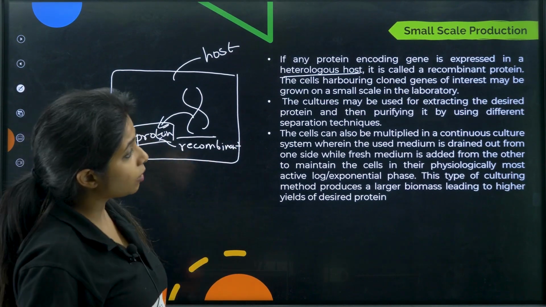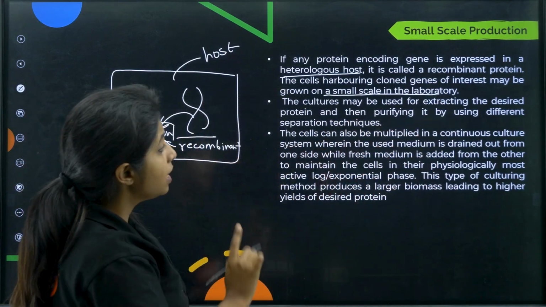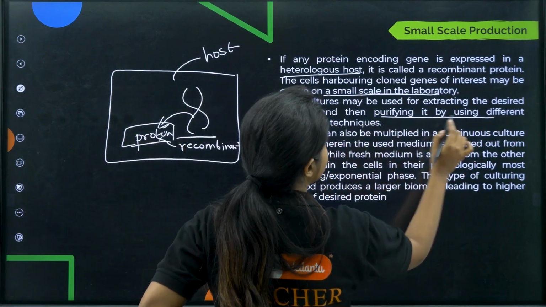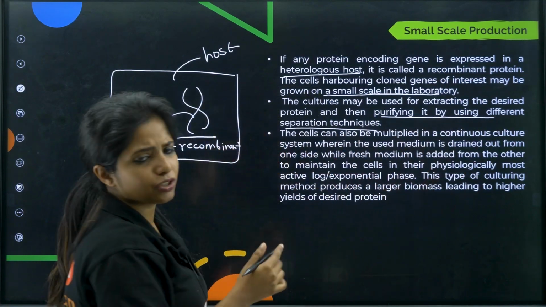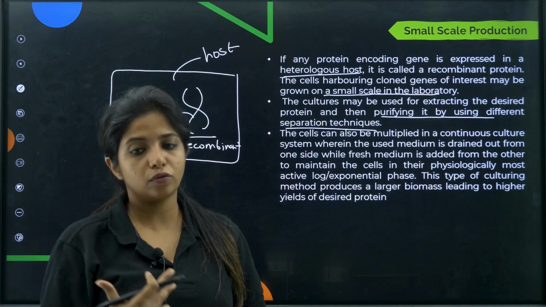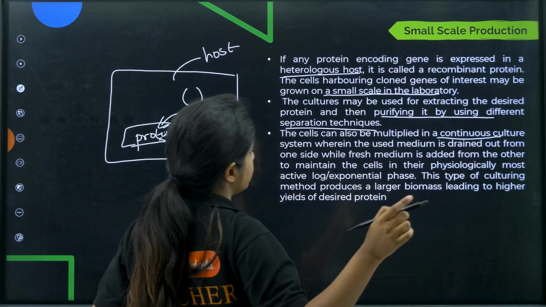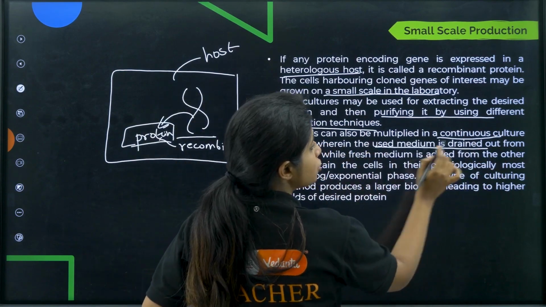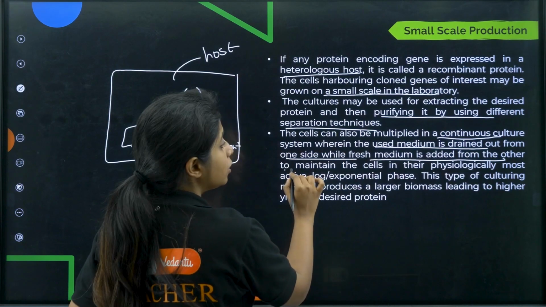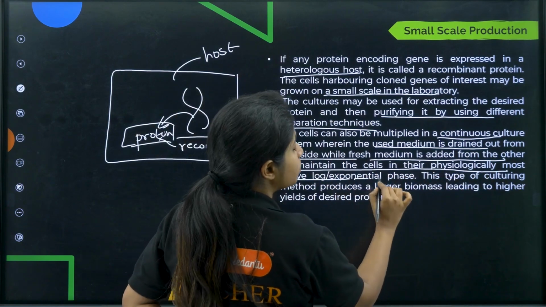Now the cells harboring the cloned gene of interest may be grown on a small scale in the laboratory. The cultures may be used for extracting the desired protein and then purifying it by different separation techniques. After you have taken out the protein, obviously you have to purify it from any other waste material. Now the cells can also be multiplied in a continuous culture system wherein the used medium is drained out from one side while the fresh medium is added from the other to maintain the cells in their physiologically most active log or exponential phase.